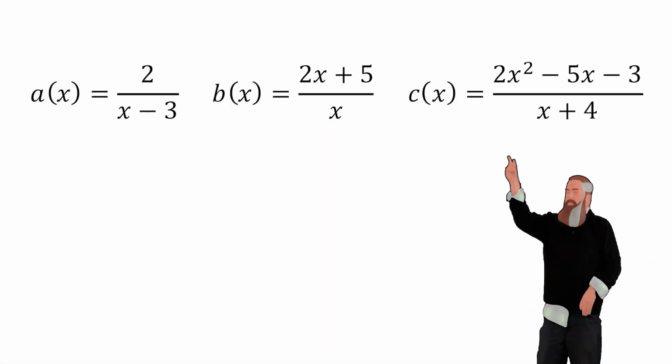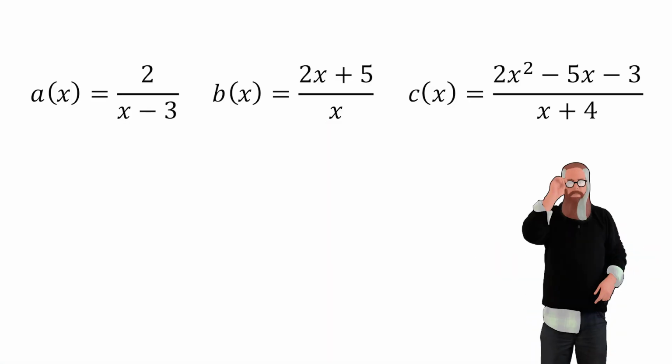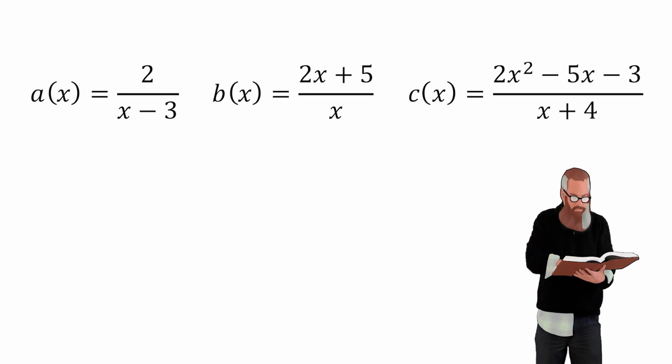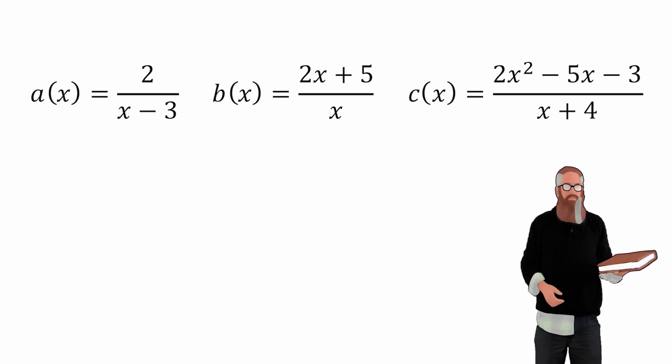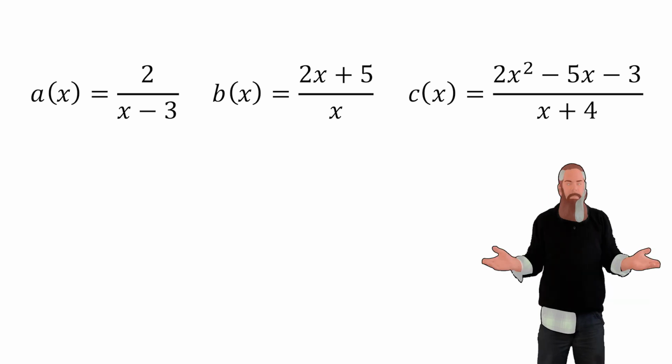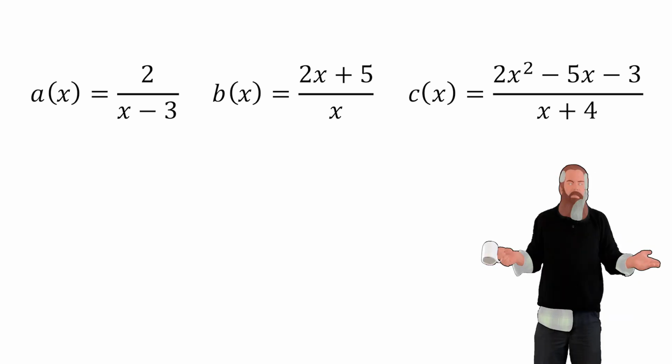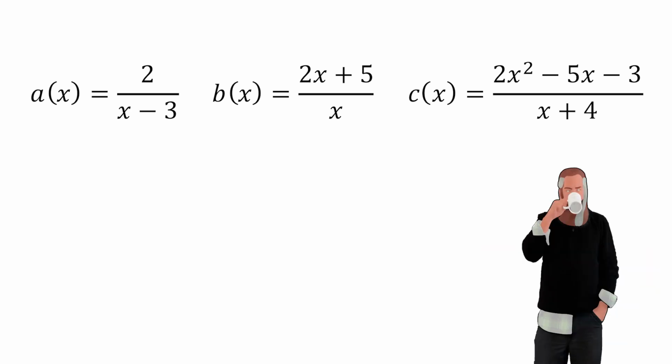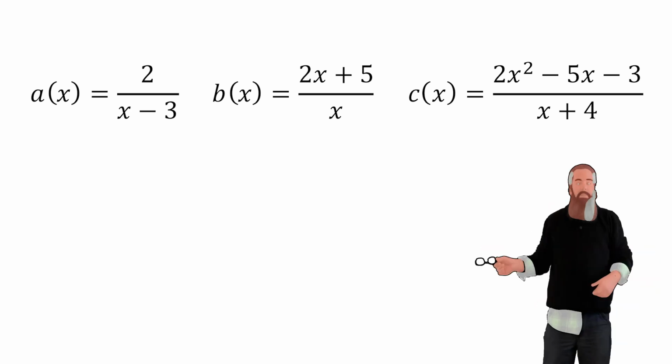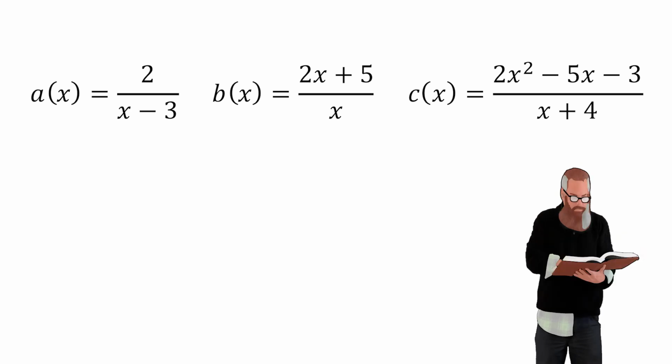A rational function is an algebraic fraction in which both the numerator and denominator are polynomials. So an example of a rational function would be a of x equal to 2 divided by x minus 3. Another example can be b of x being equal to 2x plus 5 divided by x. Or another being c of x is 2x squared minus 5x minus 3 divided by x minus 4.